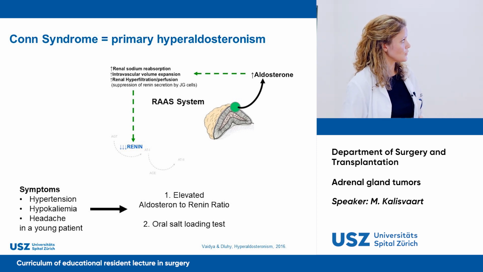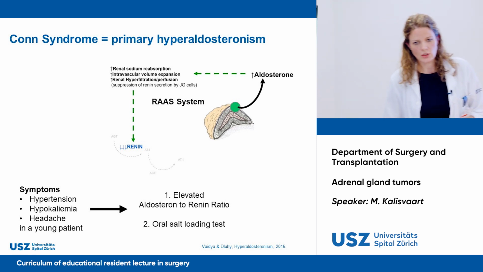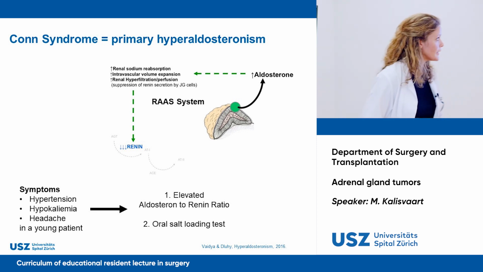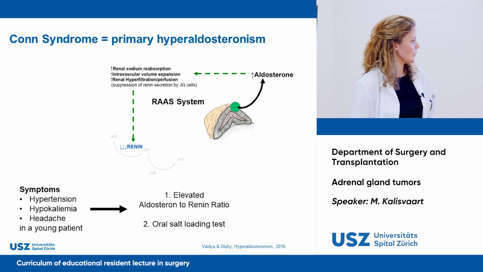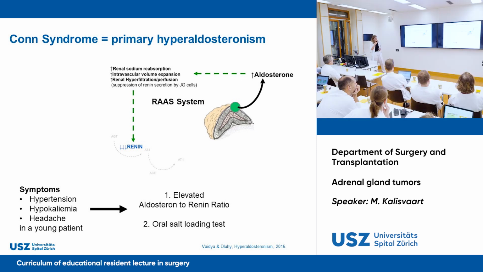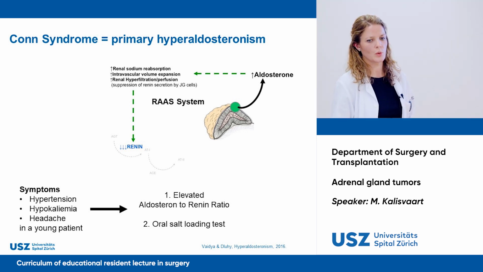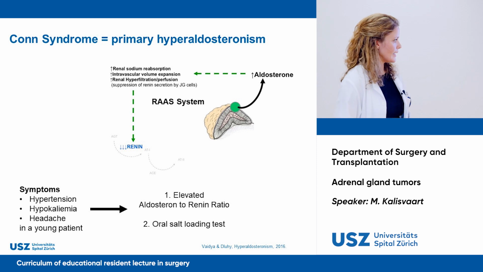this will lead to a renal sodium reabsorption, intravascular volume expansion, and also hyperfiltration of the kidneys. This leads to symptoms of hypertension, hypokalemia, and a headache, and is mostly seen in young patients. This actually shows that the renin levels go down in these patients, and therefore there's an elevated aldosterone to renin ratio, which is an important diagnostic tool for this disease.